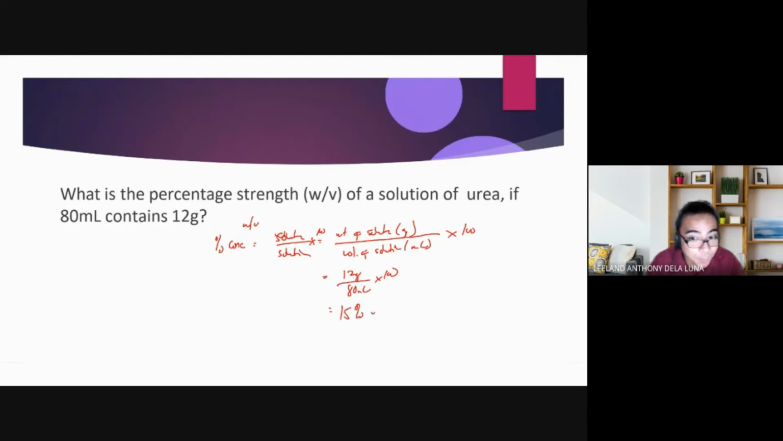Huwag niyong kakalimutan, weight per volume. Alright? That's how you express class concentrations in terms of percentage. Para alam natin, ang ginamit ko pang measure ng solute is in grams, is in weight. Tapos ang total product ko is in solution. Ang total solution ko is in ml, is in volumes. Alright? So, ito dapat ang expression, ha? Wag kakalimutan. Kasi pag nagpa-quiz ako, I'm very particular kung anong klaseng percentage ang pinapakita niyo sa akin. Is it weight per volume, volume per volume?